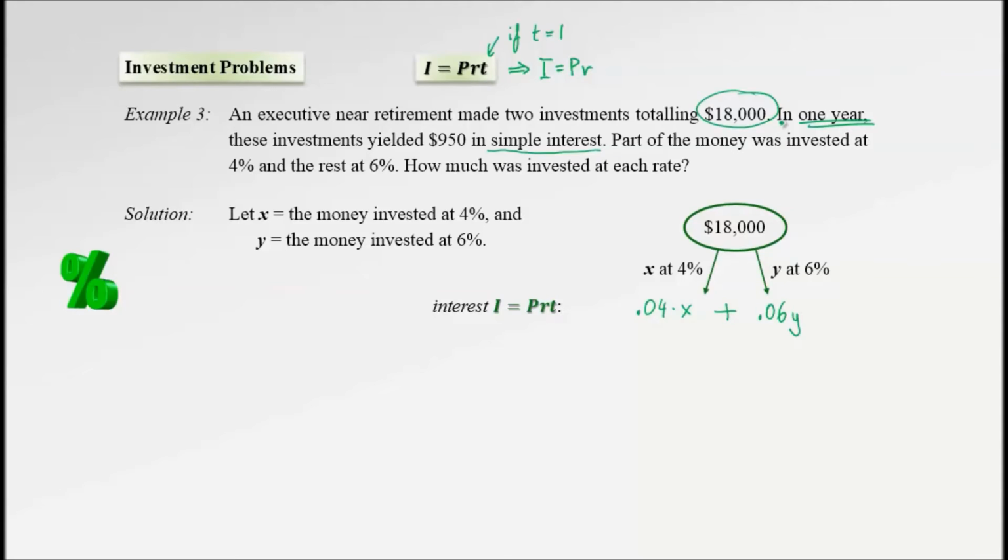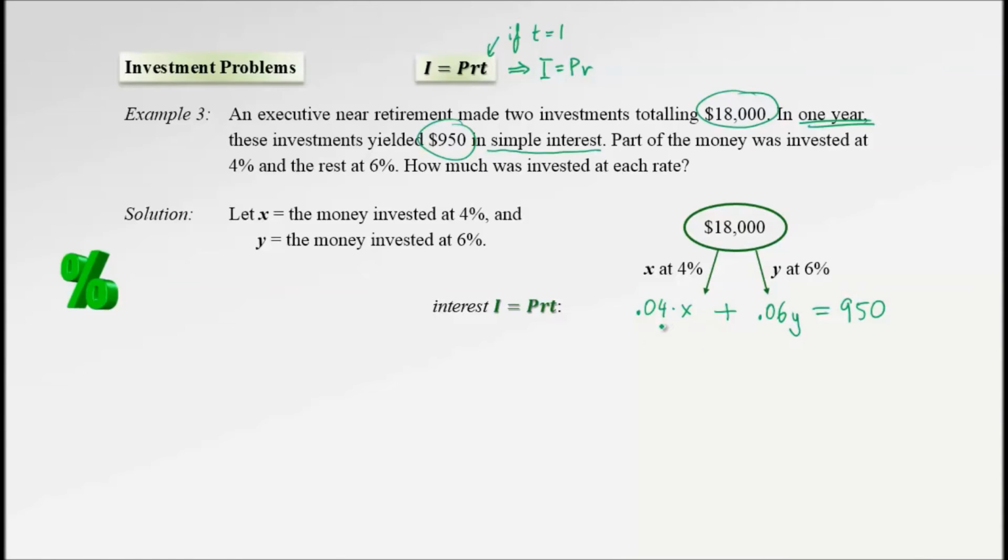And what do we know here? In 1 year, these investments yielded $950 in simple interest. So that's our total interest. Therefore, this is equal to 950, and we have a beautiful equation, first equation that relates x and y.